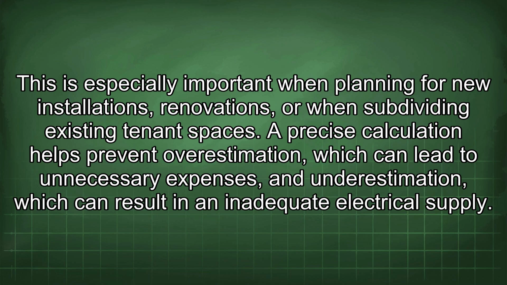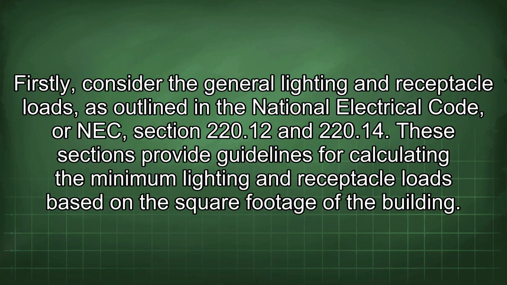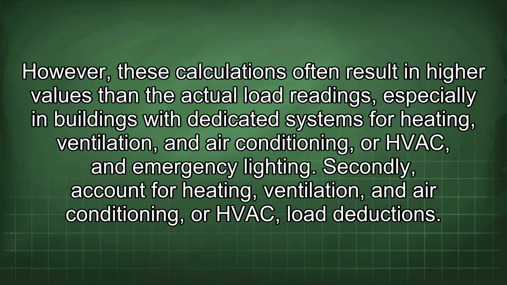A precise calculation helps prevent overestimation, which can lead to unnecessary expenses, and underestimation, which can result in an inadequate electrical supply. Firstly, consider the general lighting and receptacle loads, as outlined in the National Electrical Code, or NEC, Section 220.12 and 220.14. These sections provide guidelines for calculating the minimum lighting and receptacle loads based on the square footage of the building. However, these calculations often result in higher values than the actual load readings, especially in buildings with dedicated systems for heating, ventilation, and air conditioning, or HVAC, and emergency lighting.